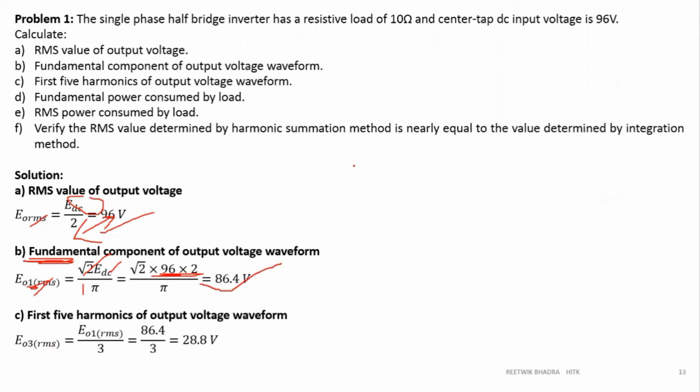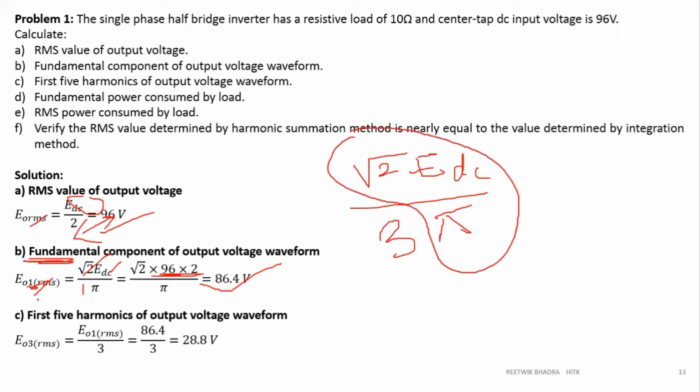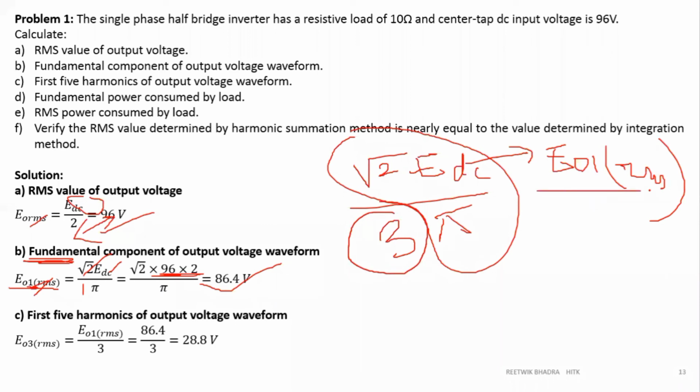Now E3 RMS: root 2 EDC by n pi, with n as 3, so 3 pi. Now root 2 EDC by pi is nothing but E01. So this is nothing but E01 RMS. Again and again you don't have to calculate root 2 EDC by pi. It is already calculated as E01 RMS. So use this value only, divided by n. So basically our formula is E01 RMS by n. So E01 RMS by 3, you get your value.